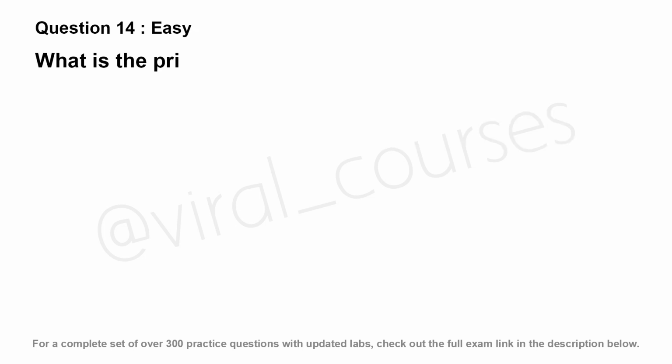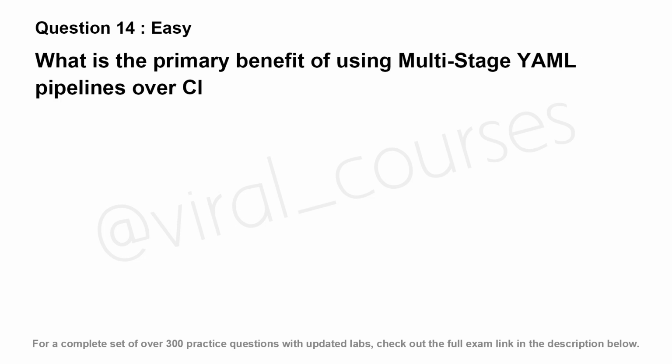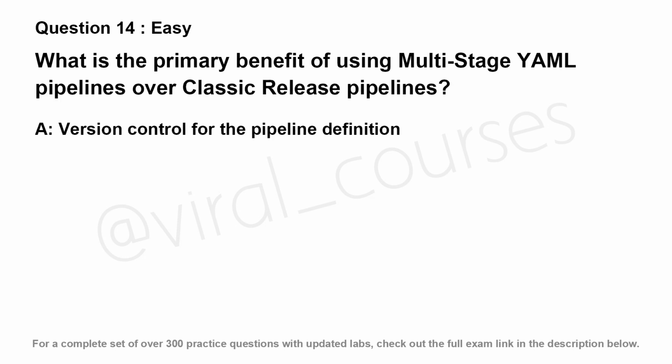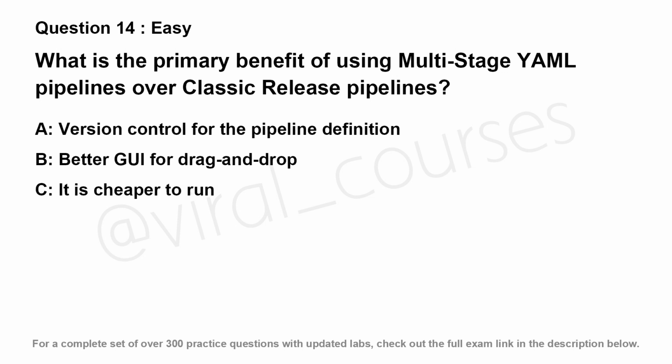What is the primary benefit of using multi-stage YAML pipelines over classic release pipelines? Option A, version control for the pipeline definition. Option B, better GUI for drag and drop. Option C, it is cheaper to run. Option D, it does not require build agents.